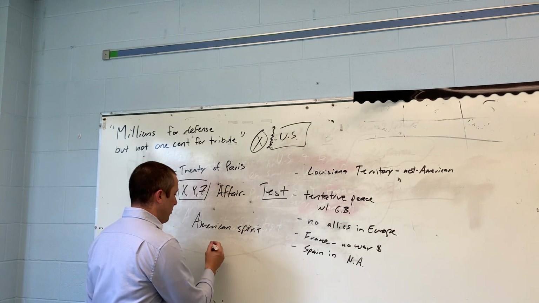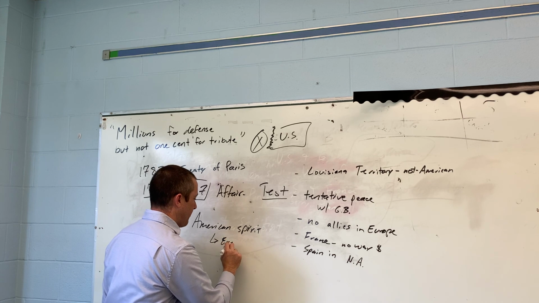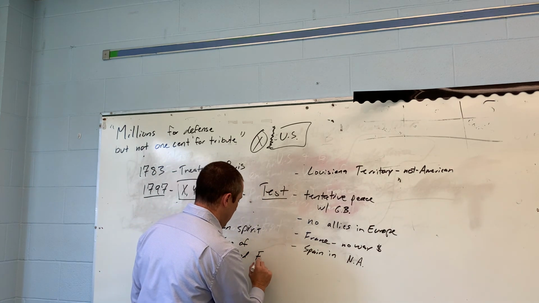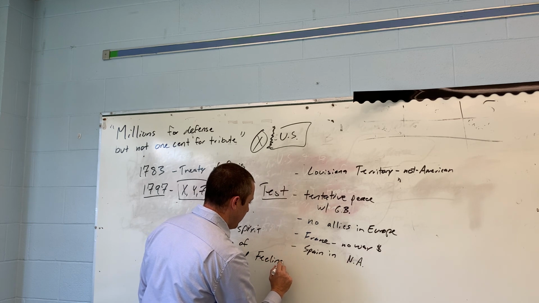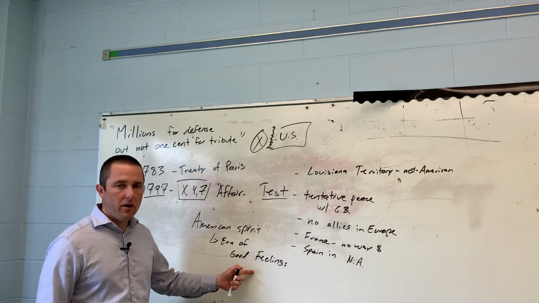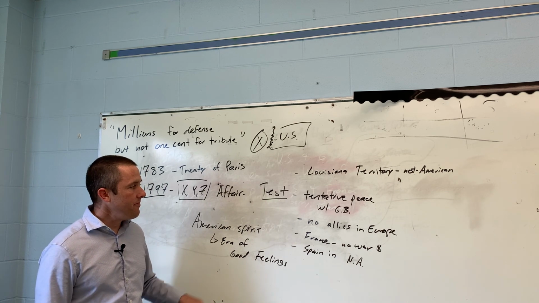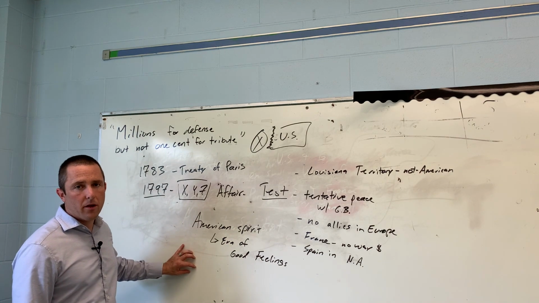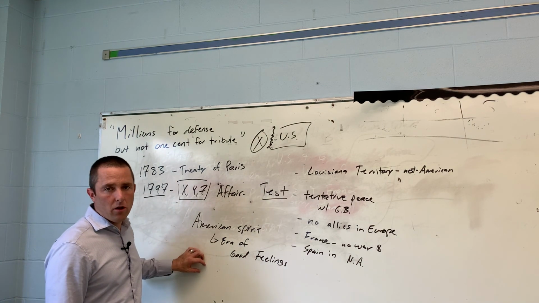And it will lead to the Era of Good Feelings. This is an AP question or topic. The Era of Good Feelings, which is like 1820s or so. This is after we've beaten Great Britain twice. And I think what we're seeing with the XYZ Affair is that it's already taking place. And that's really cool.